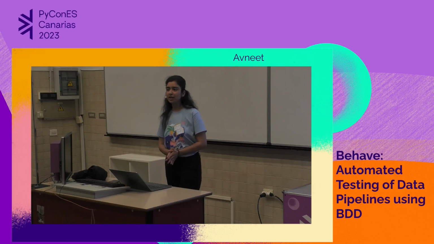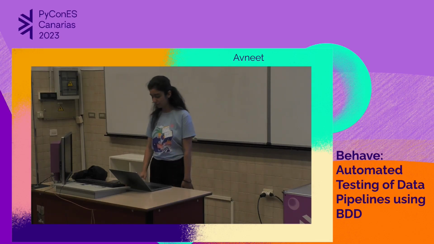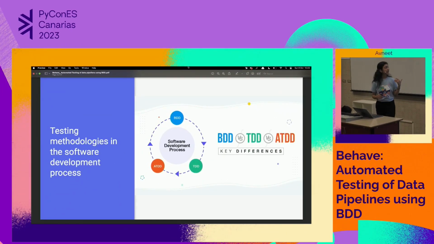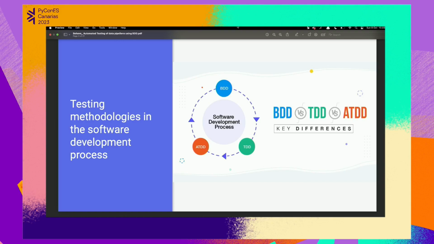So first of all, I'd like to give you a little bit of background. Let's start with what are the different kinds of testing methodologies that are present in the software development processes. So we have behavior-driven development, we have test-driven development, and we have acceptance test-driven development. So for test-driven development, as you all might already be aware of, we write tests, and then we actually go on writing the functionality of the code.